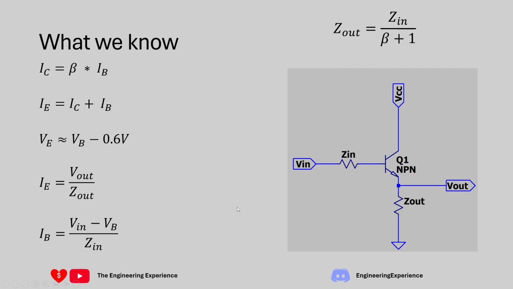IB, which is the current going into the base, is equal to Vin, which is the voltage that's coming into the circuit, minus the base voltage, divided by the base resistor. That's basically Ohm's law. So we've calculated the voltage drop across the resistor, which gives us the current flowing in this direction. So we're going to use some of these to calculate our solution.